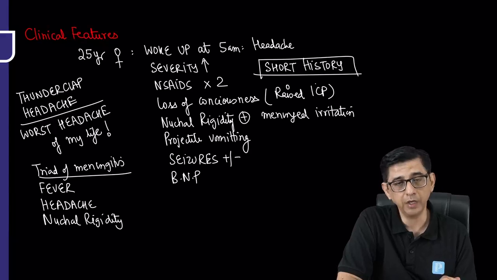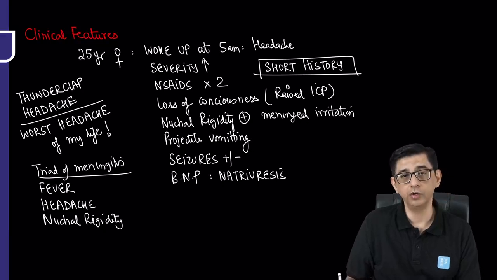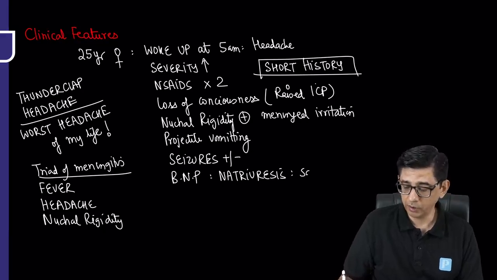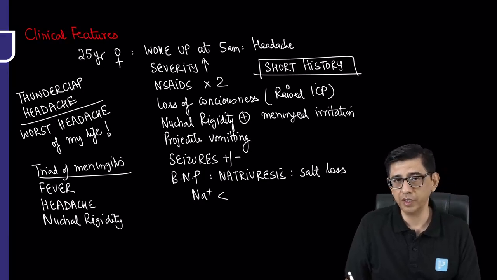In fact, this B-type natriuretic peptide in this condition will be responsible for development of natriuresis. The meaning of the word natriuresis is salt loss from the body. If you have salt loss from the body, the sodium in the body will begin to fall. Normal sodium values are 135 to 145, take an average of 140.